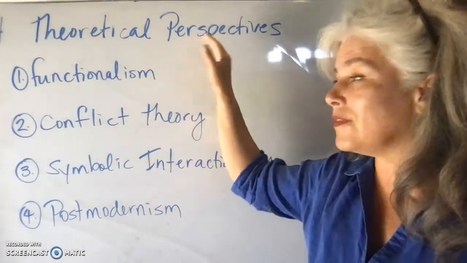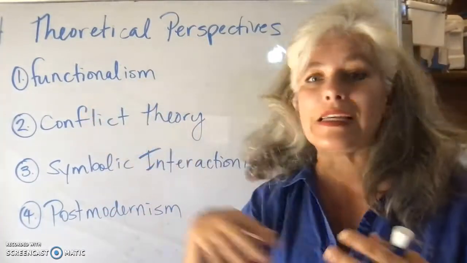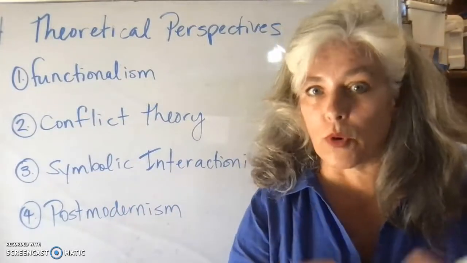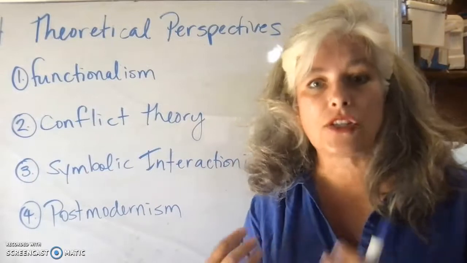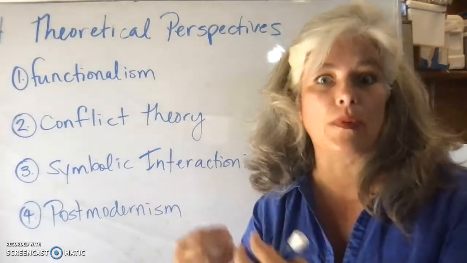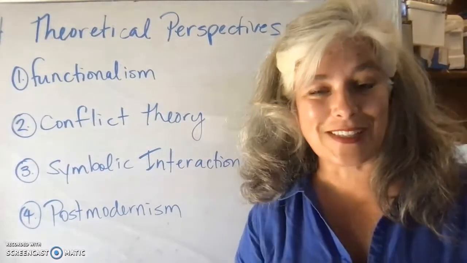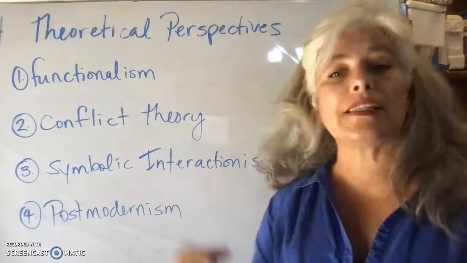So remember, a perspective is a point of view, and a theory is a set of logical explanations, organizing principles that make sense. So they're commonly accepted as explanations for certain things. Okay, so there are 4 major ones in sociology. Functionalism is the first one.